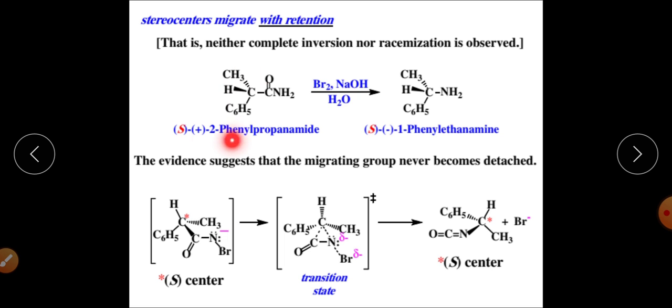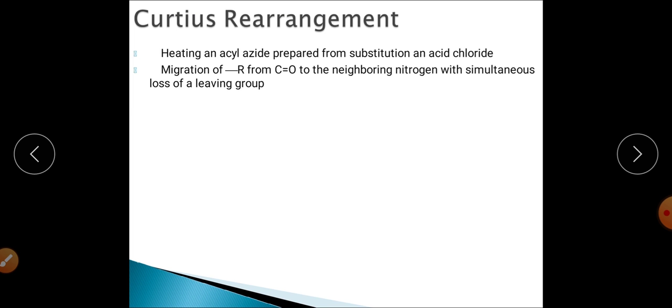So this is the center that will migrate to this one. So this is your S and this is your product, that S, right? So this is the beauty of this reaction, the Hofmann bromamide degradation reaction.